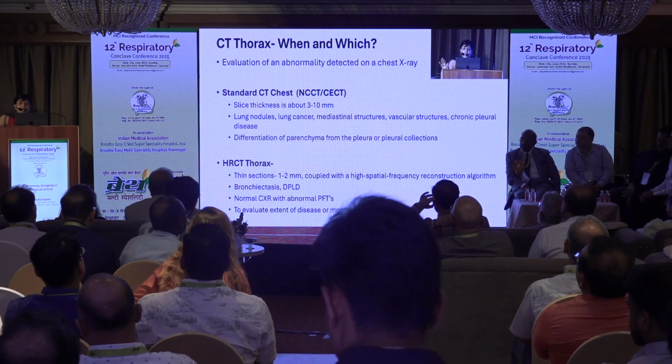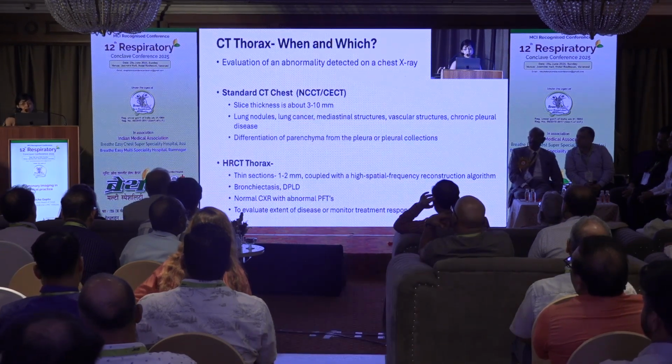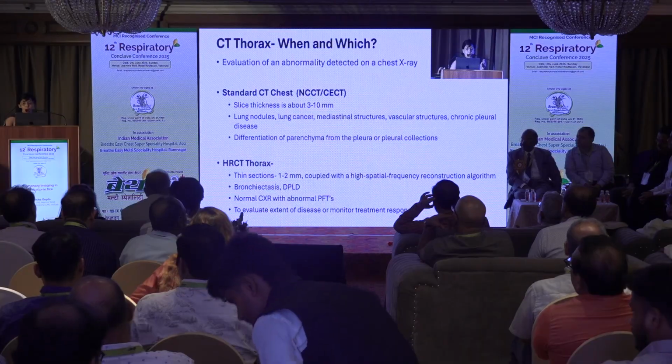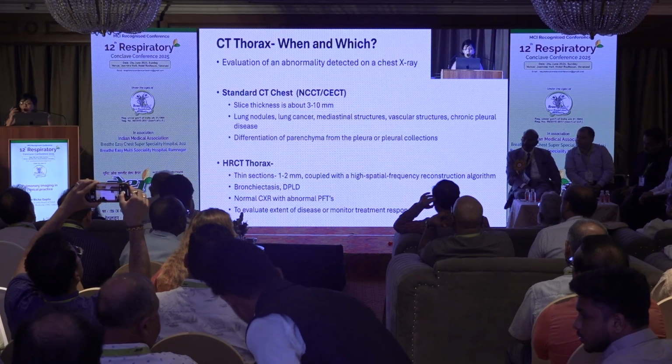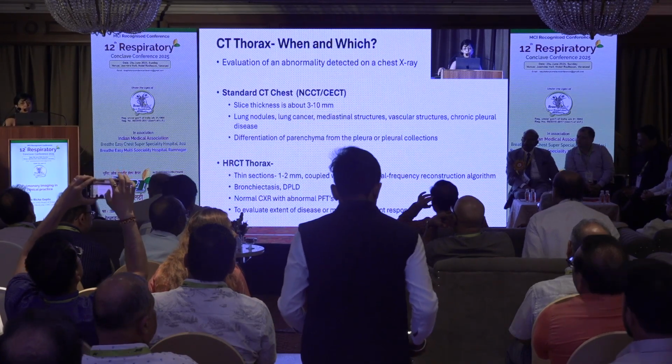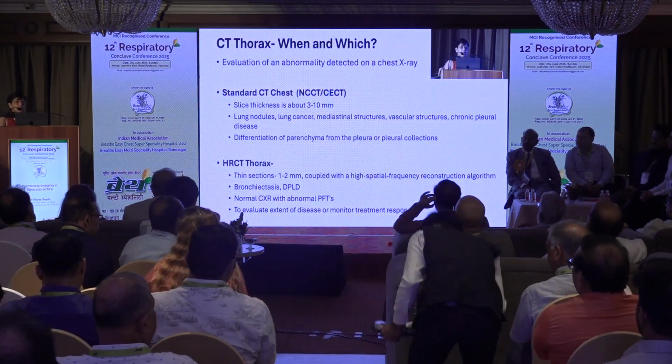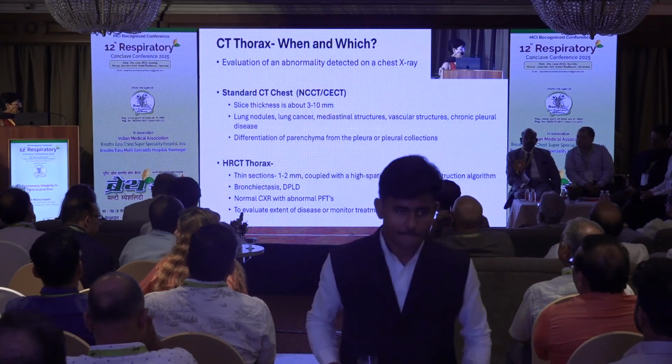But in case you want to improve the ability to detect smaller nodules or subtle abnormalities like thick interlobular septa, the walls of cysts, or you want to look at smaller nodules, ground glass opacities, etc., in that case, you would need a CT scan which has thinner sections of 1 to 2 mm.